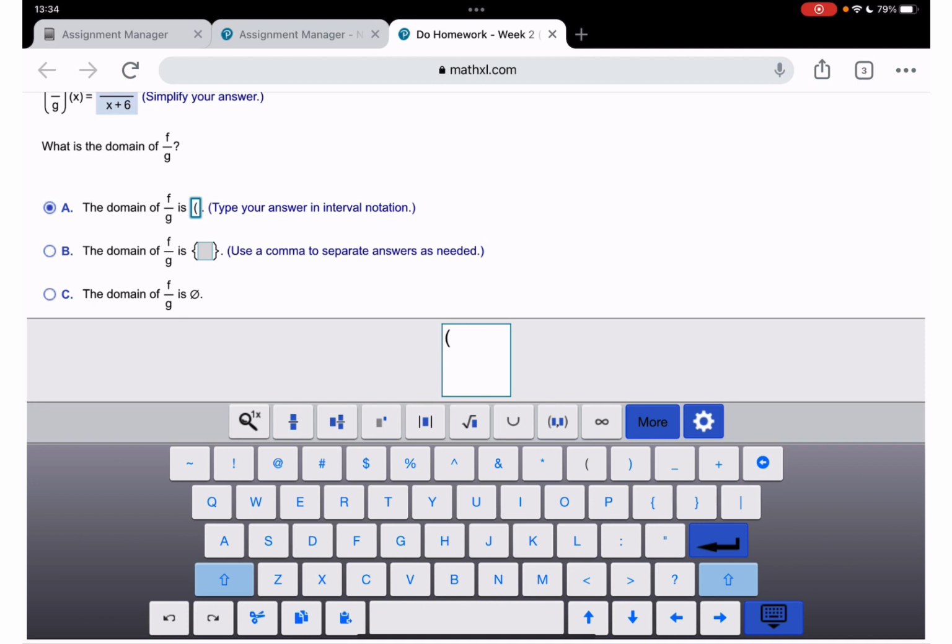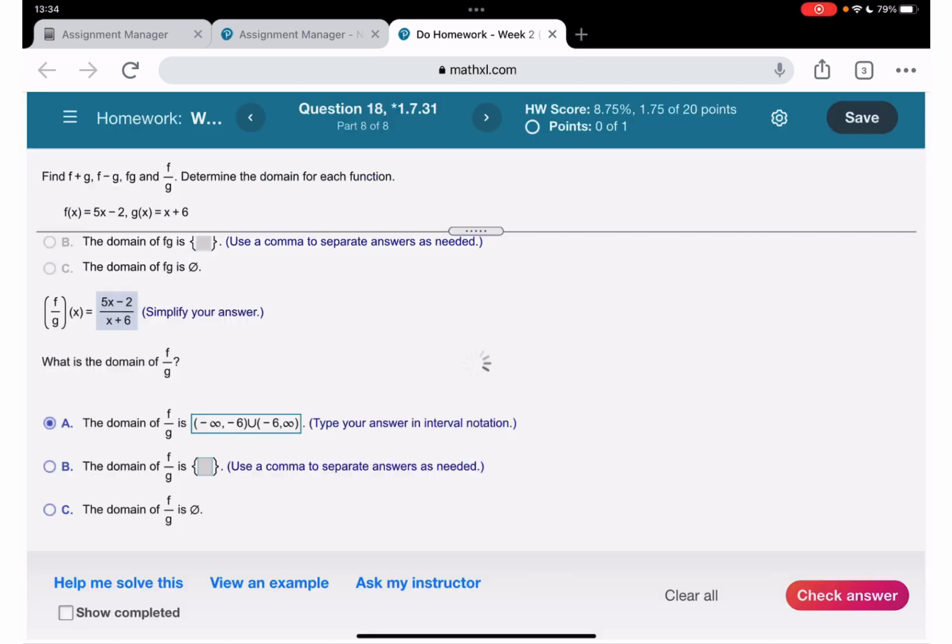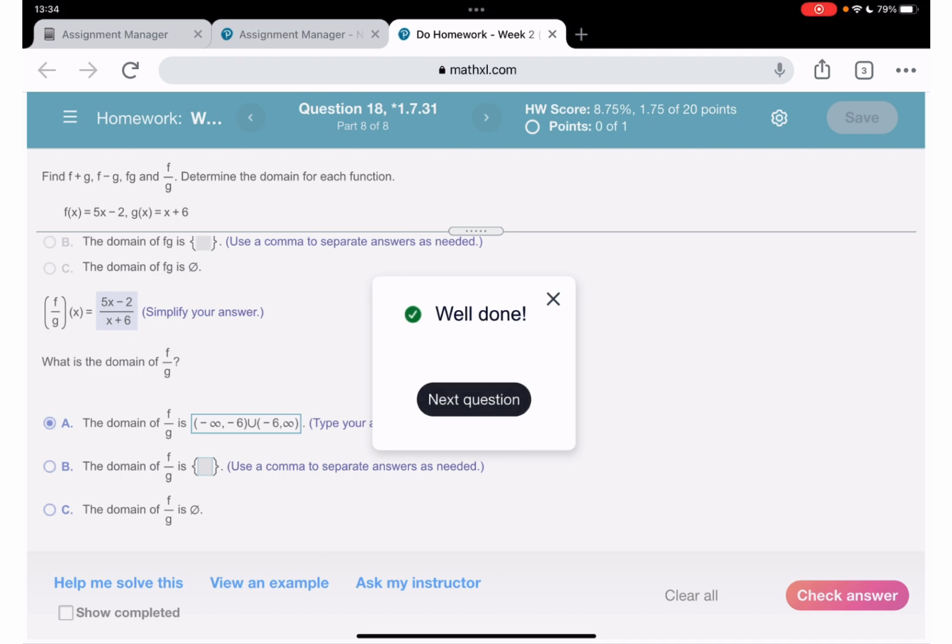Parentheses, negative infinity, comma, negative 6, parentheses, and then join this sign. It's going to be negative 6, comma, positive infinity, closing sign. All right. Well done.